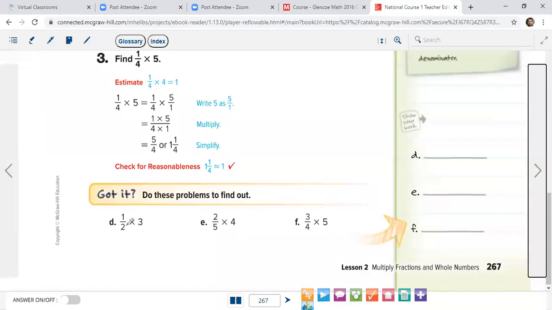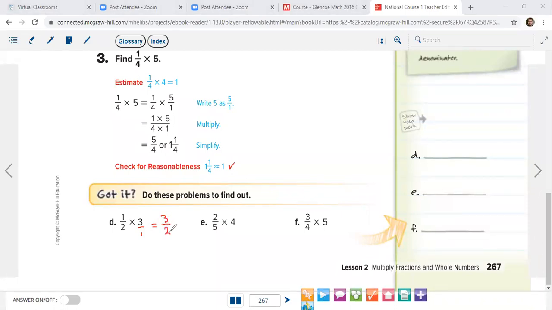Now we need to multiply half multiplied by 3. So 3 is like 3 over 1. Multiply numerators, multiply denominators. So this will be 3 over 2. Of course, 3 is bigger than 2, so this will be a mixed number. Ask yourself, 3 contains how many 2's? It contains 1, and the remainder is 1. Or, this is very famous for students, that 3 over 2 is like 1.5.